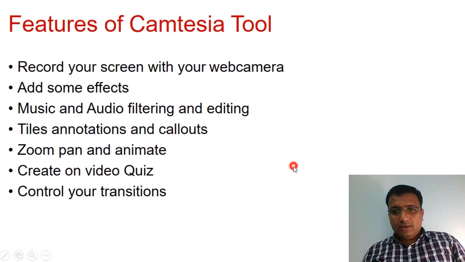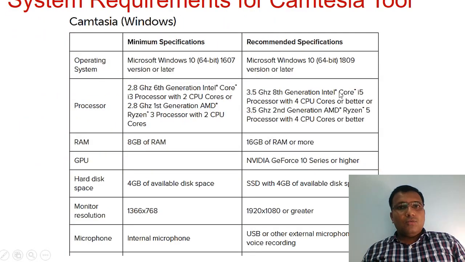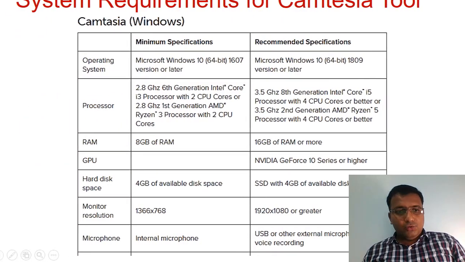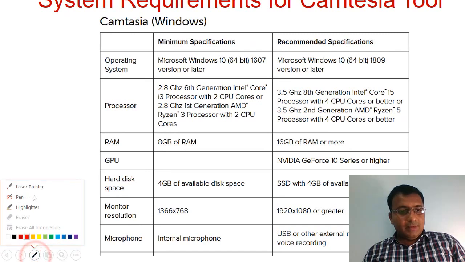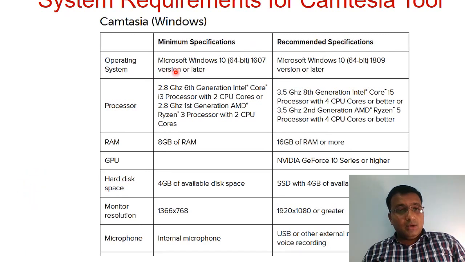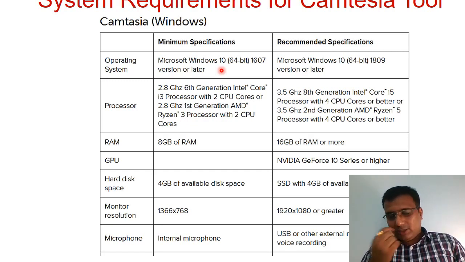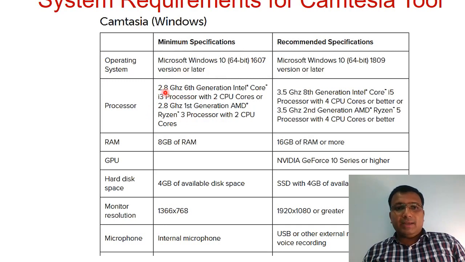Now we'll see what the system requirements are for the Camtasia tool. The system requirement is that you require Windows 10 or later. It supports from Windows 7. Minimum requirements I will tell you: a 2.6 gigahertz processor, minimum i3 with 2 CPU cores. You can use an AMD processor as well, first generation Ryzen 3 with 2 CPU cores.